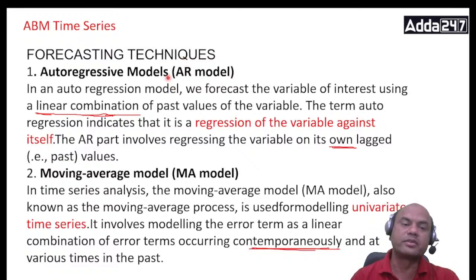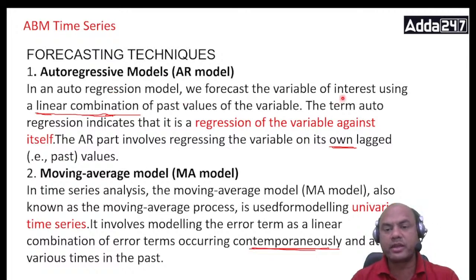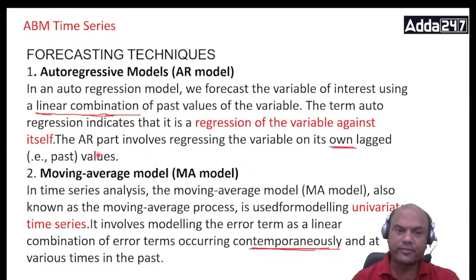What is auto-regressive? In the auto-regressive model, we forecast the variable of interest using a linear combination of the past values of the variable. Look at this, linear combination. Remember this word which I have highlighted. In the exam, the auto-regressive model will have this word, linear combination. The term auto-regressive indicates a regression of the variable against itself. The AR part involves regression of the variable on its own lagged values. Lagged means what? Past values. These two sentences are the same: against itself and lagged values. Okay. MA means what?